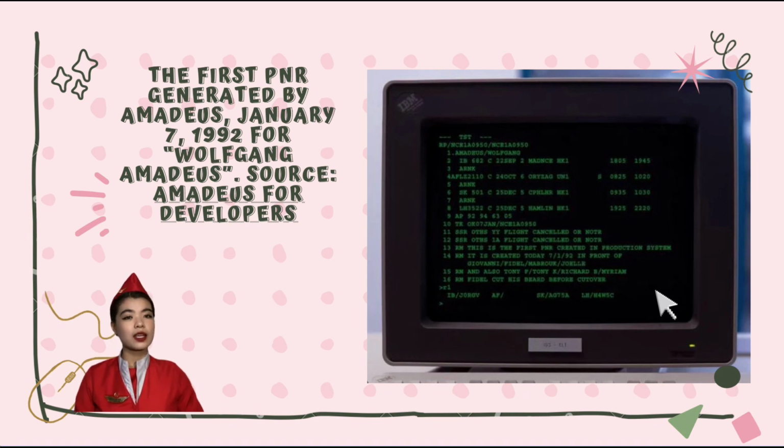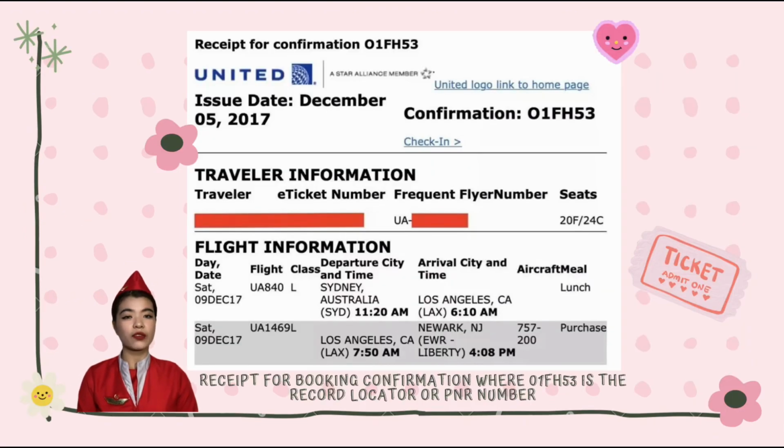And the last, seventh, archiving. When the trip ends, the PNR is automatically archived. Usually, it happens within 1 to 5 days after the final segment of the itinerary is completed.